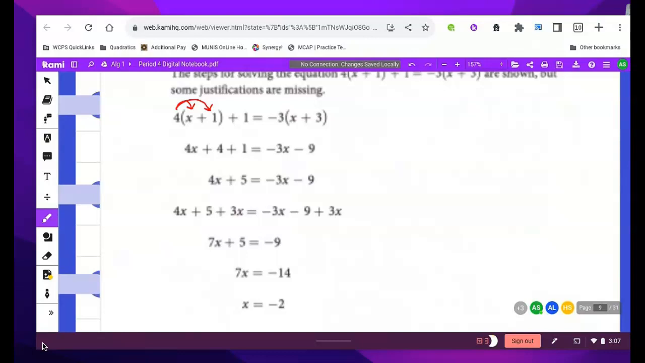So 4 times x gives me 4x. 4 times 1 gives me 4, and then I just bring down that positive 1 because it wasn't on the inside of the parentheses. Now I'm going to use the distributive property on this side of the equation. Negative 3 times x gives me negative 3x. Negative 3 times 3 gives me negative 9. So step 1, we're going to call that distributive property.